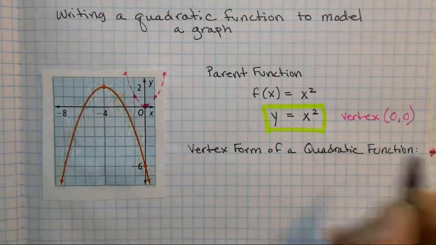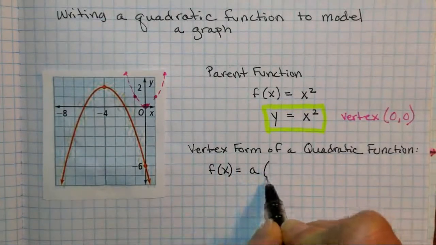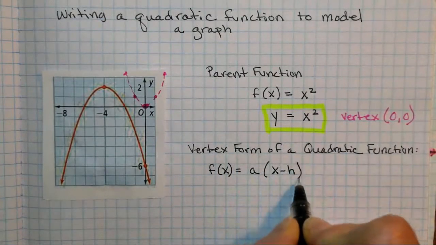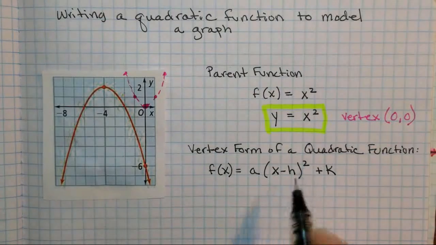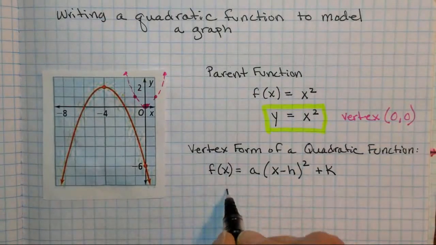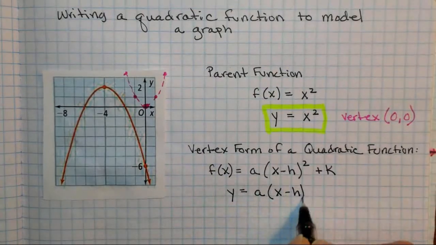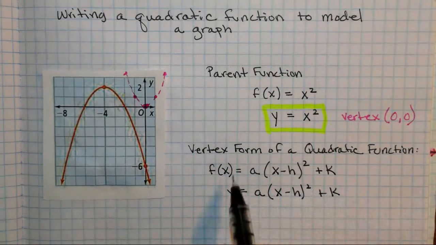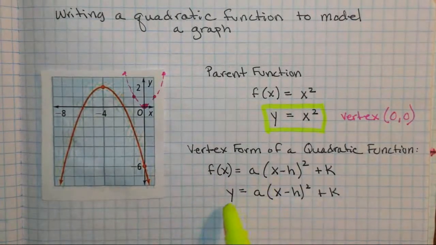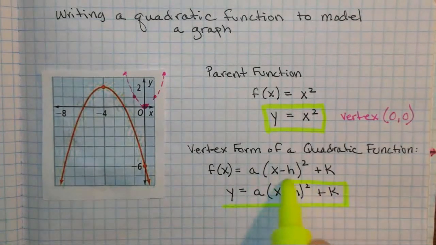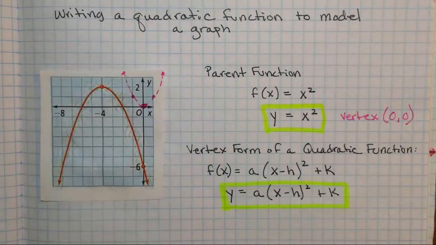Okay, so what is that? Well, typically we think of it as f of x is equal to a times the quantity x minus h all squared plus k. The square is telling me I have a quadratic. Another way of writing f of x is y, so I can also write it y is equal to a times the quantity x minus h all squared plus k. These two, f of x and y, are the same. Because I'm going to be manipulating this equation, I don't like using f of x, so I'm going to use y instead. So those are the two that I'm going to use.